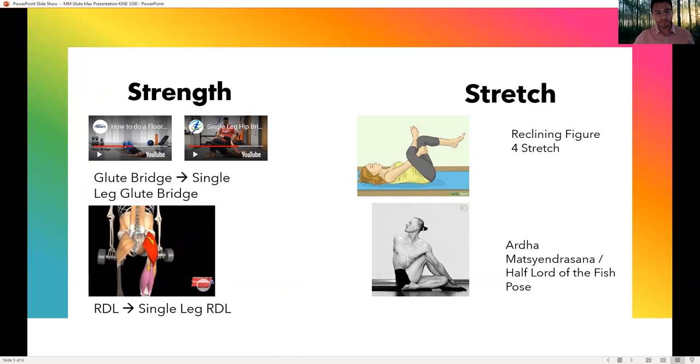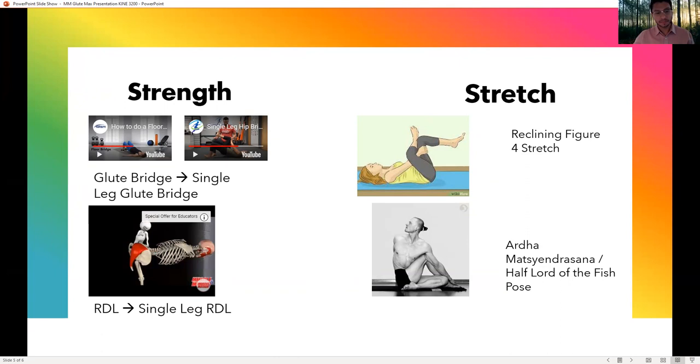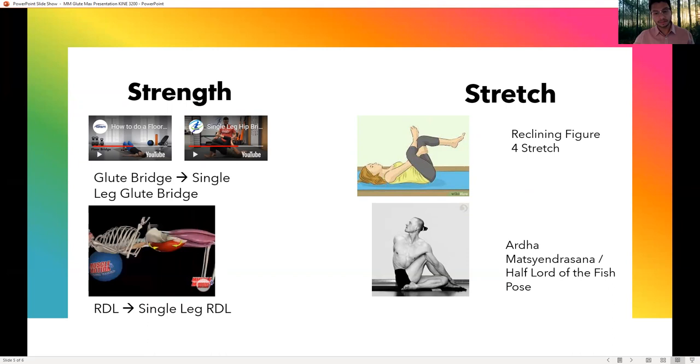There's an example of the single leg RDL with dumbbells. And that little guy is hammering in the glute max and its insertion. Here's a hip hinge, bending forward, picking kickback. And an example of the glute bridge.